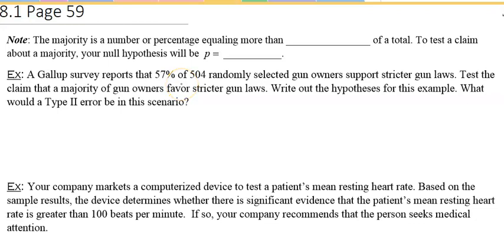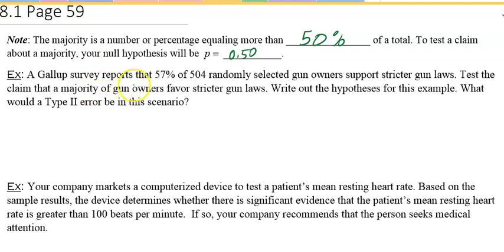Continuing 8.1 on page 58. The majority is a number or percentage equaling more than 50%. We call that majority. More than 50% of the total is called majority. To test a claim about the majority, your null hypothesis will equal 50%. Anytime they say majority, then I will say, well, it's 50-50.